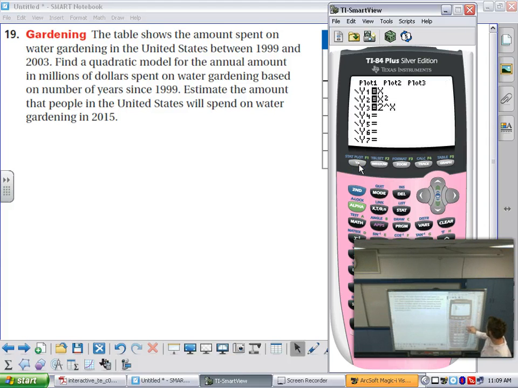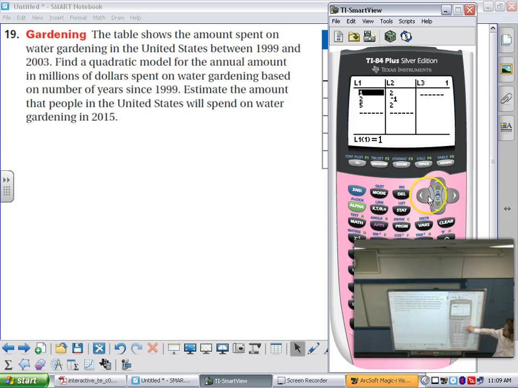Let me clear all this other stuff here. Stat, edit. Let me clear this data. The table shows the amount spent on water guarding in the United States between 1999 and 2003. Find a quadratic model for the annual amount in millions of dollars spent on water guarding based on the number of years since 1999.